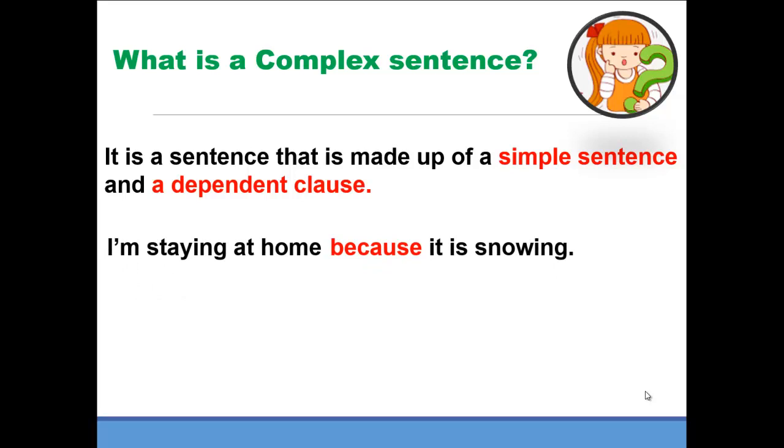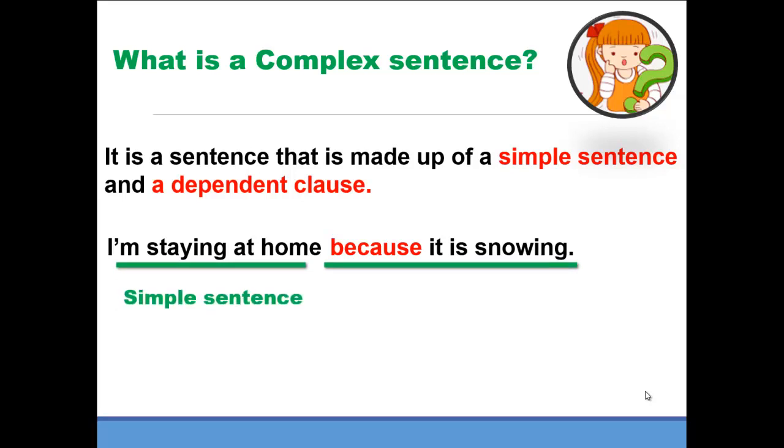For example, I'm staying at home because it is snowing. This sentence is made up of two parts. I'm staying at home because it is snowing. It is made up of a simple sentence and a dependent clause.